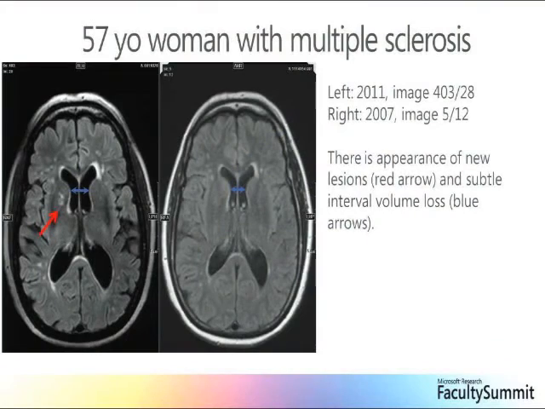Here's an example of the kind of thing that you might be able to do. This is a 57-year-old woman with multiple sclerosis. This is what she looks like in 2011. This is what she looks like in 2007. Now, these black areas in the middle are the ventricles. They contain spinal fluid. They're in the middle of the brain.